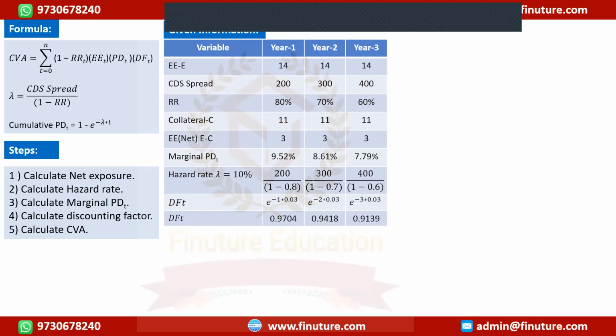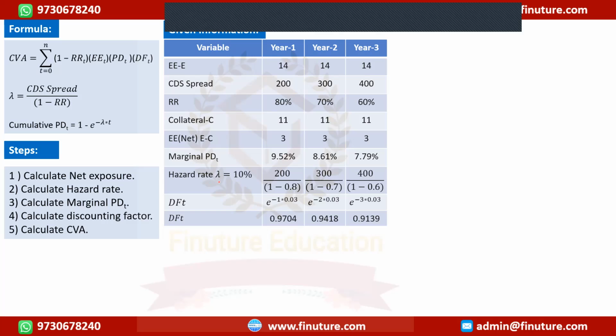And collateral that needs to be posted as per the CSA agreement is 11 million Australian dollars. So if you noted, exposure is 14 million and collateral is 11 million. So your net exposure would be 3 million Australian dollars. And a very important point, this row I will come back to in a minute.